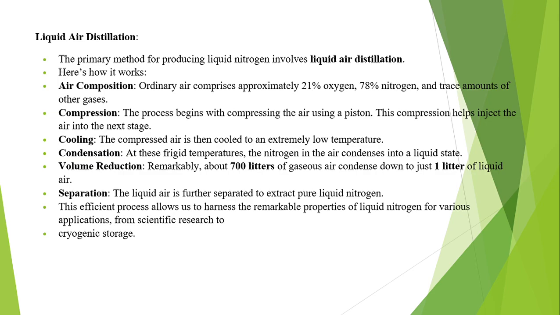Compression. The process begins with compressing the air using a piston. This compression helps push the air into the next stage, cooling, and then condensation, with volume reduction, where 700 liters of gaseous air are condensed to just 1 liter of liquid air. And the last one is separation. The liquid air is further separated to extract pure liquid nitrogen.